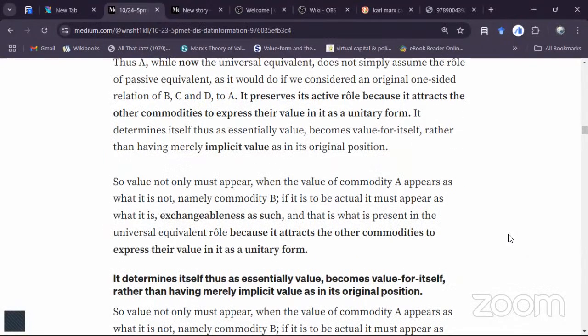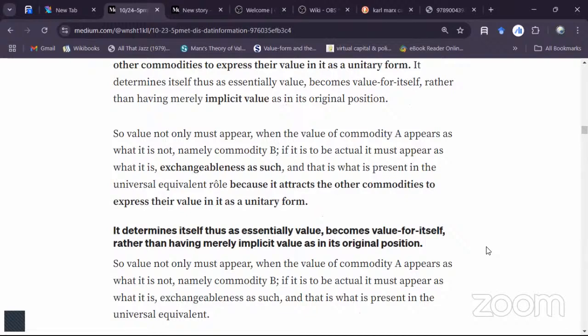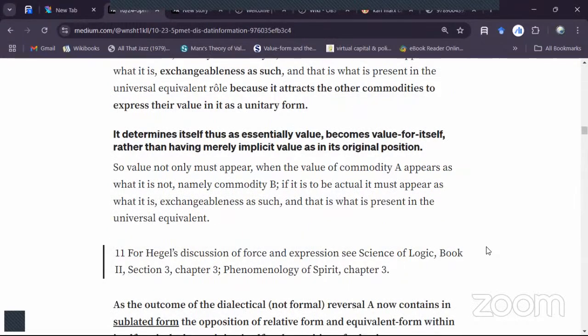So value must not only appear in what it's not, namely commodity B, when the value of commodity A appears. If it is to be actual, and actual is a really important thing here about actualizing, it must appear as what it is, in this particular case as a commodity, exchangeableness as such. And that is what is present in the universal equivalent role, because it attracts the other commodities to express their value in it as a unitary form. It determines itself thus as essentially value, becomes value for itself. It gives you a better handle on what big V value is, rather than merely implicit value as in its original position. So in other words, you have to really engage it, whatever that means.